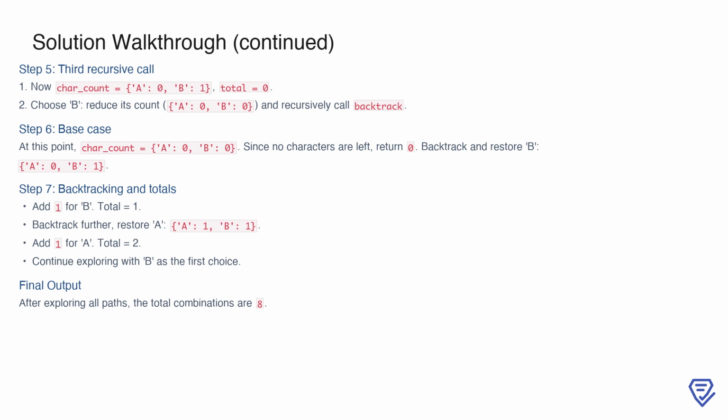Adding 1 for the previous choice of A, the total becomes 2. The exploration continues with B as the first choice. After exploring all paths and combinations, we find that the total number of unique combinations for AAB is 8. This total includes all possible sequences of tiles, accounting for both single-character and multi-character combinations.